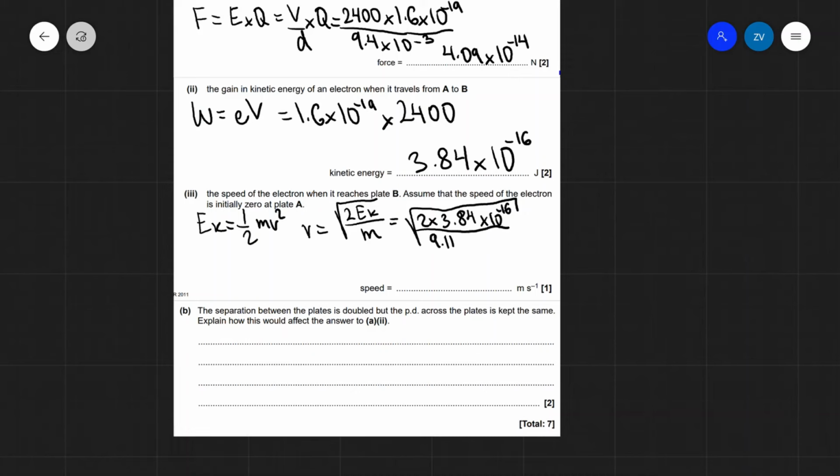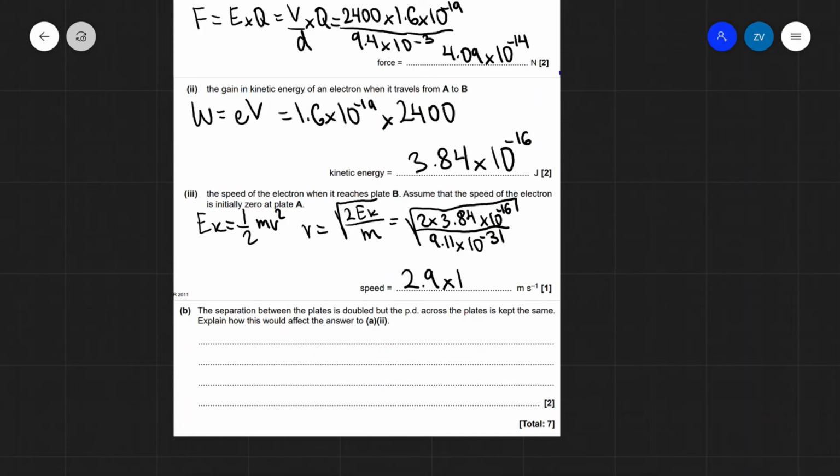So it's going to be 9.11 times 10 to the power of minus 31. Plugging those numbers into our scientific calculator, we're going to get about 2.9 times 10 to the 7 meters per second. And the final question: the separation between the plates is doubled, but the PD across the plates is kept the same. Explain how this would affect your answer to the previous part.